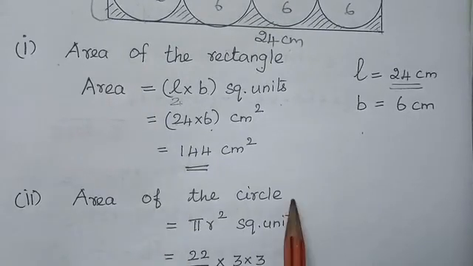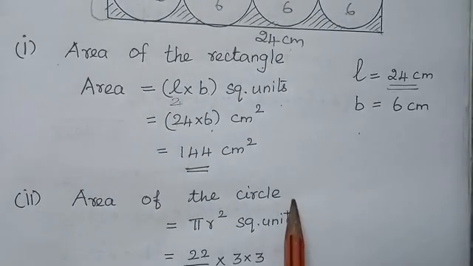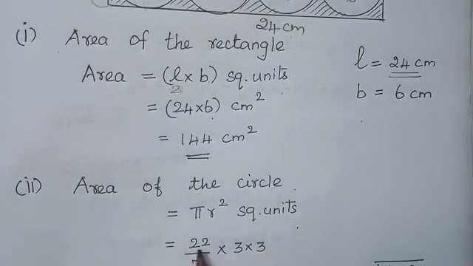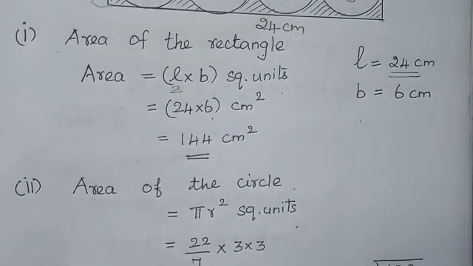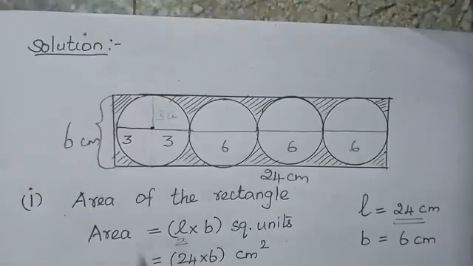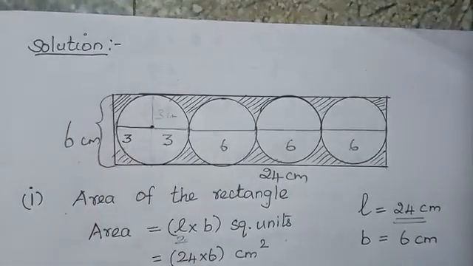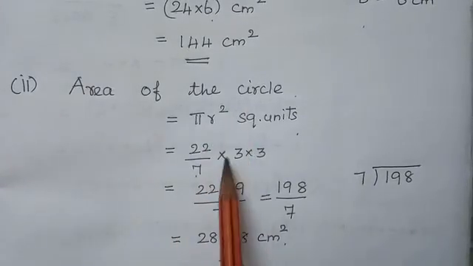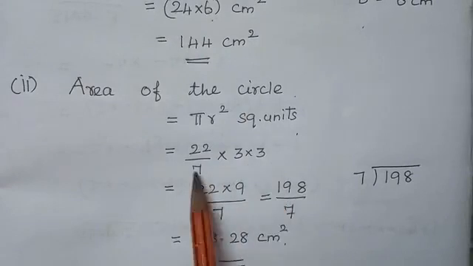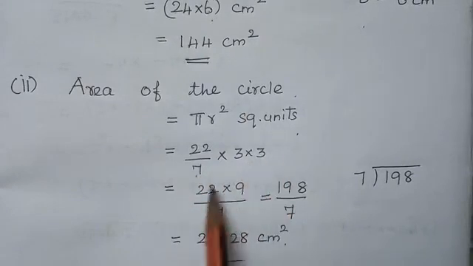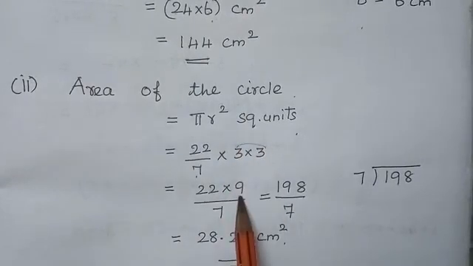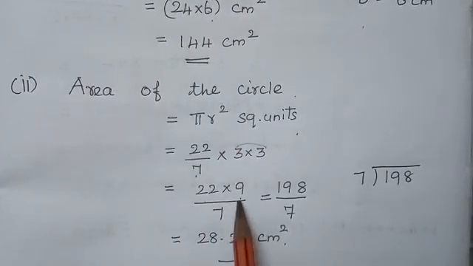Then, what is the second question? Area of the circle. This we are going to find out. What is the formula to find out area of the circle? Pi r square, square units. Value of pi is 22 divided by 7. Here r value is what? Radius equal to how much? 3 centimeter. So, in the place of r square, what we can write? 3 into 3. We are not able to cancel any numbers. So, just to multiply 22, here 3 3s are 9. Multiply 22 and 9.